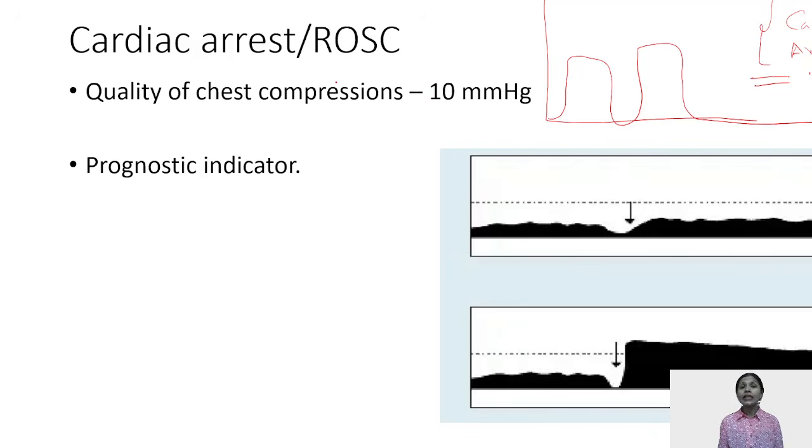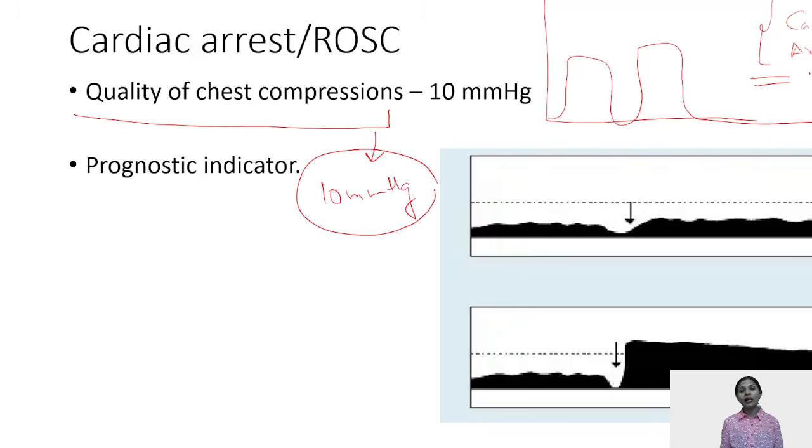Now, how does EtCO2 help us? It helps us when we are giving the chest compressions. The quality of the chest compressions can be judged by looking at the EtCO2. It is said that EtCO2 levels of 10 millimeters of mercury are a must for adequate chest compressions.